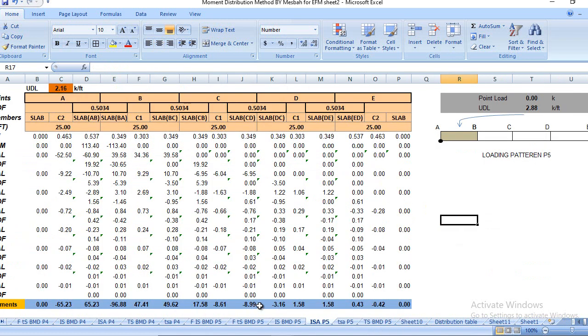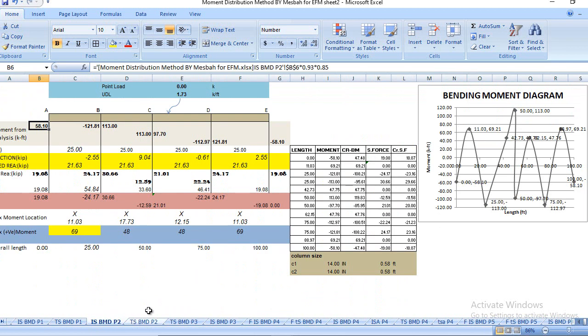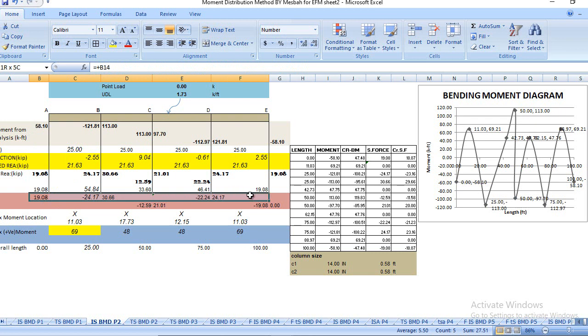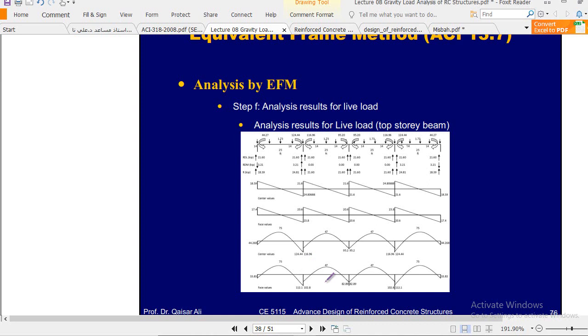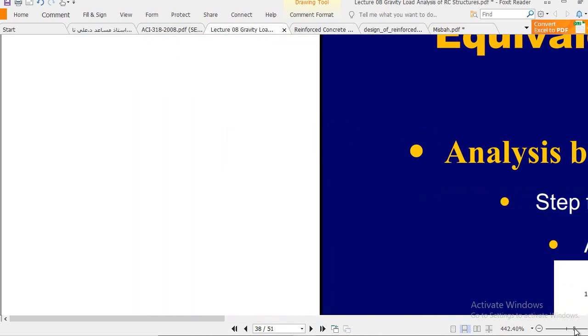Okay, here I have, this is P2. So in the P2 case, you see that these are my net movements which are multiplied with the factors. So these are the movements which I got for beam. Okay, just only for beam, not for slab beam, remember. And these are the net shear values which I got for beam, and you see 19.08. So let me show you these values right here.